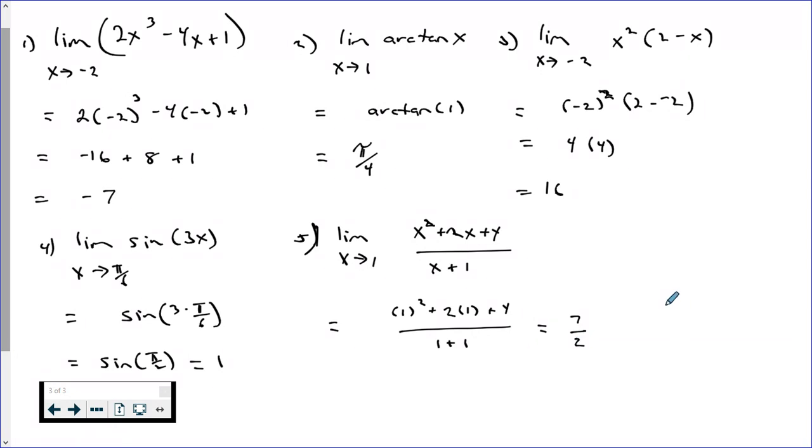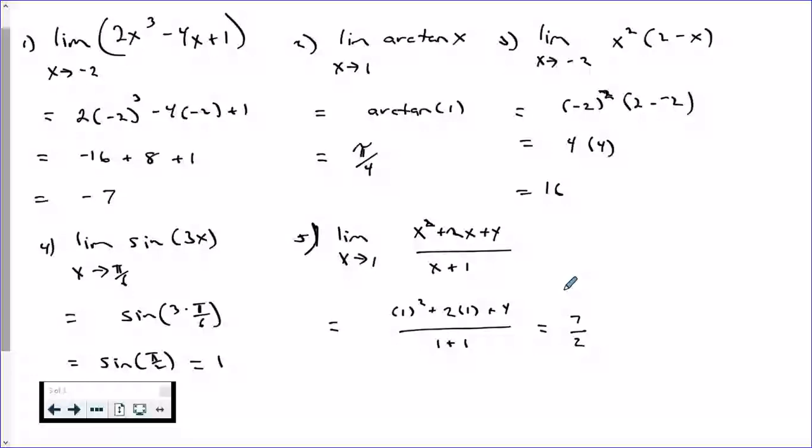Call it a day. So that's it. That's 5 direct substitution problems. In the next video, when we start to do more limits, I'll actually do the graph along so you can always keep that connection in mind.